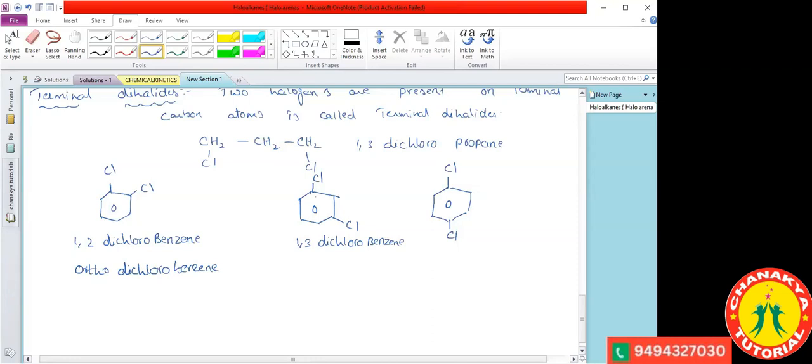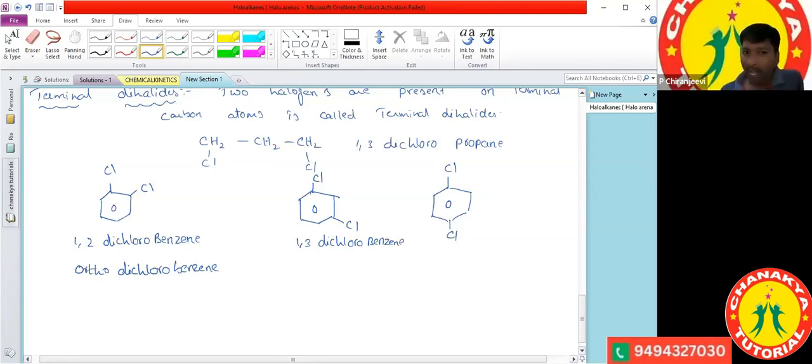No. The 1,2 position is called ortho and the 1,3 position is called meta. So this is the 1, 2, 3. So the 1,3 position is called meta dichlorobenzene. Meta dichlorobenzene. Okay. Kathy, what is the name of the last one?